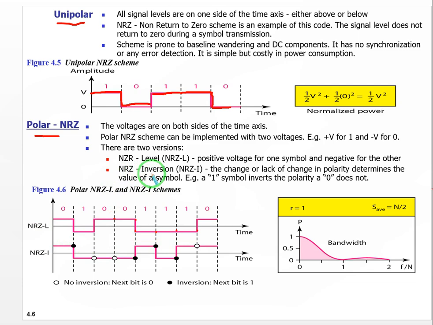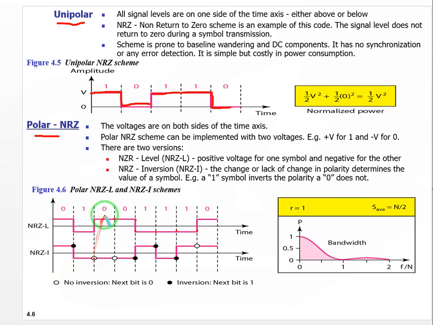Another scheme is non-return to zero inversion. So what does the change or the lack of a change in the polarity determine? The value of the symbols. For example, one symbol inverts the polarity and zero does not. Whenever you have a one, it changes the polarity, and zero does not. So we have a zero, which remains the same, then we have a one.